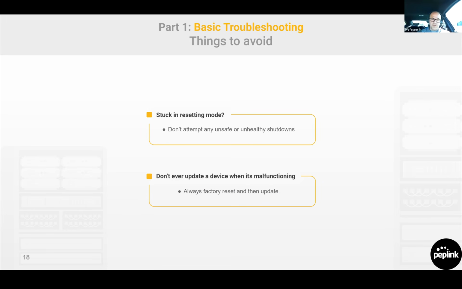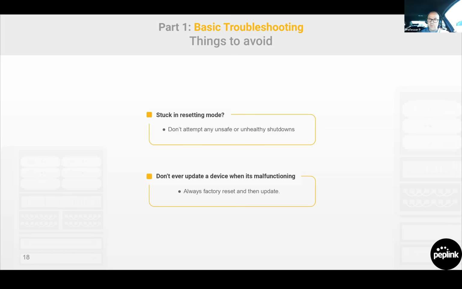So basic troubleshooting things to avoid: if you're stuck in resetting mode, don't attempt unsafe or unhealthy shutdowns, and don't ever update a device while it's malfunctioning. That right there is the number one reason I wanted to have this session. I get trouble tickets all the time. They're having problems with the router. It's in an unhealthy condition, and they update the firmware as a way to fix it because they don't want to reset the router.